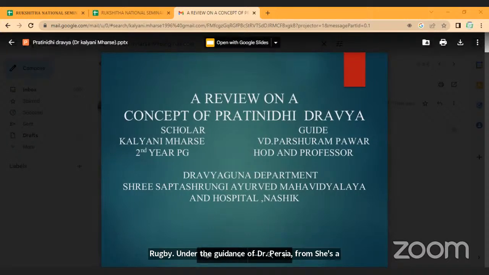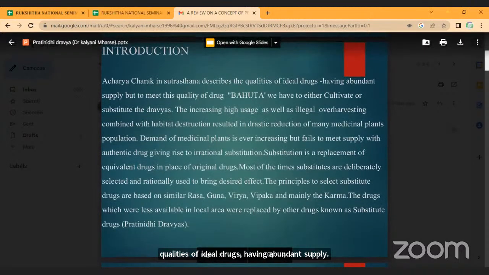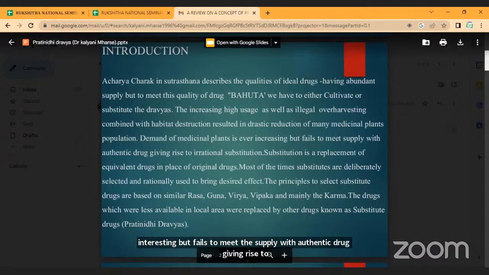Introduction. Acharya Charak in Sutrasthana described the qualities of ideal drugs having abundant supply, but to meet this quality of drug Bahuta, we either have to cultivate or substitute the dravyas. The increasing high uses as well as illegal overharvesting combined with the habitat destruction resulted in drastic reduction of many medicinal plants population. Demand of medicinal plants is ever increasing but fails to meet the supply with authentic drug, giving rise to irrational substitution. Substitution is a replacement of equivalent drug in place of original drug.